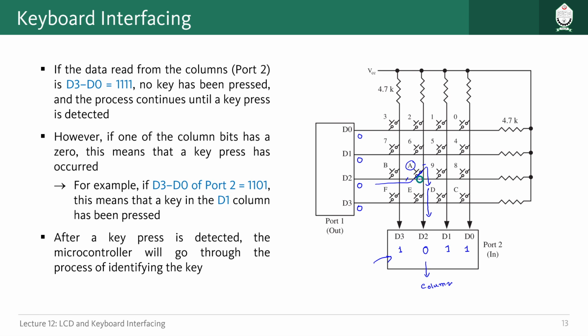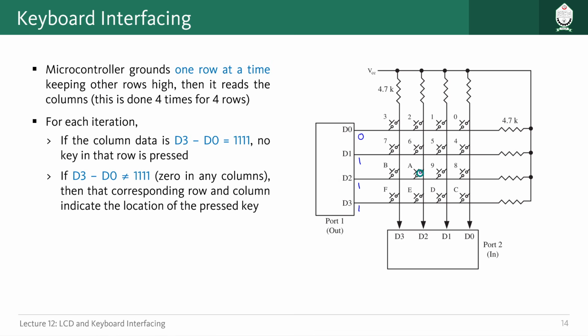So we are assuming the key A has been pressed. That means these two ends are making contact. And currently, if we have made the output pins like that, in the input pins we are going to get a value like this without any change. All of them should be 1 because, if this is 0, there is no contact being made here. So as a result, all of the input pins D3 to D0 will get 1.